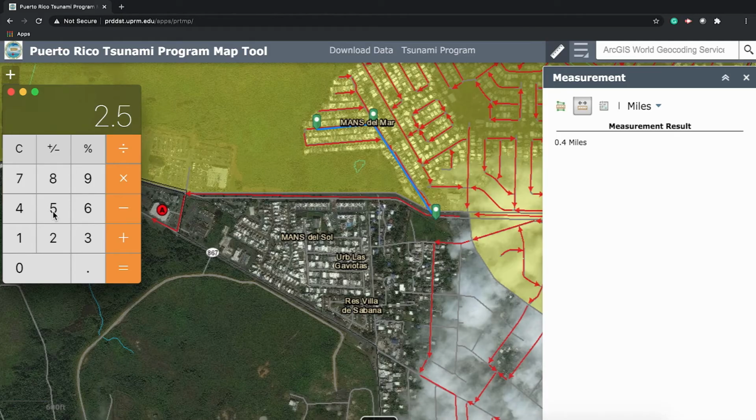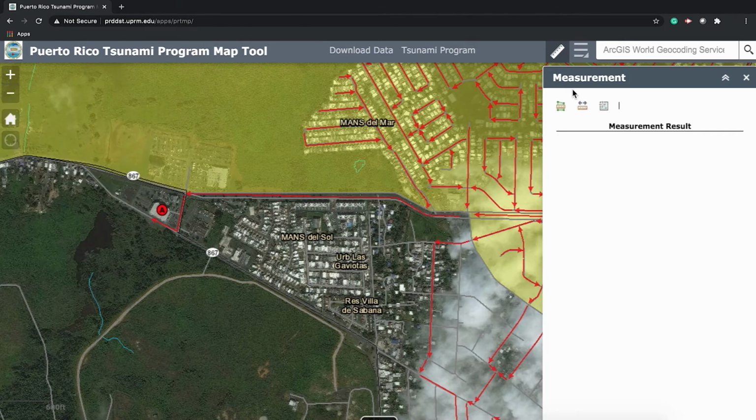Now, going back to our calculator, dividing 0.4 miles by 2.5 miles per hour equals 0.16 hours. Convert 0.16 hours to minutes by multiplying by 60 minutes, equaling 9.6 minutes. Therefore, it will take about 9.6 minutes to leave the yellow evacuation zone from our starting point.